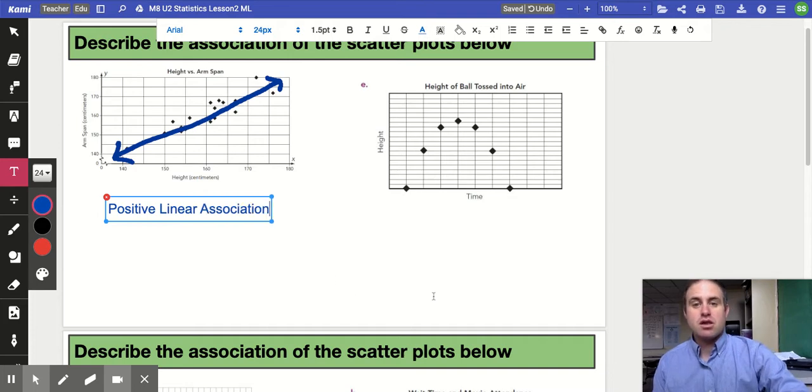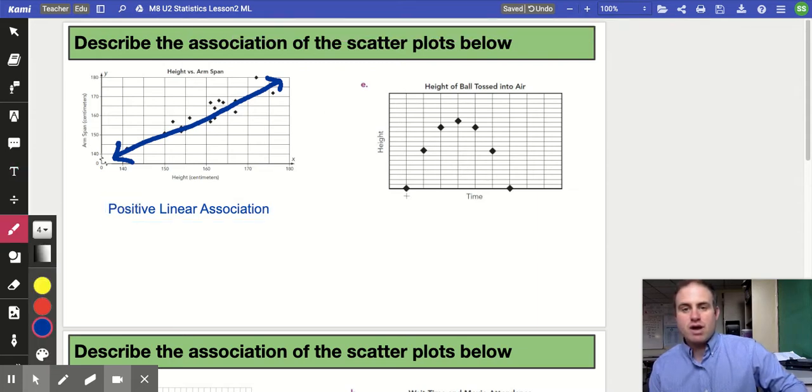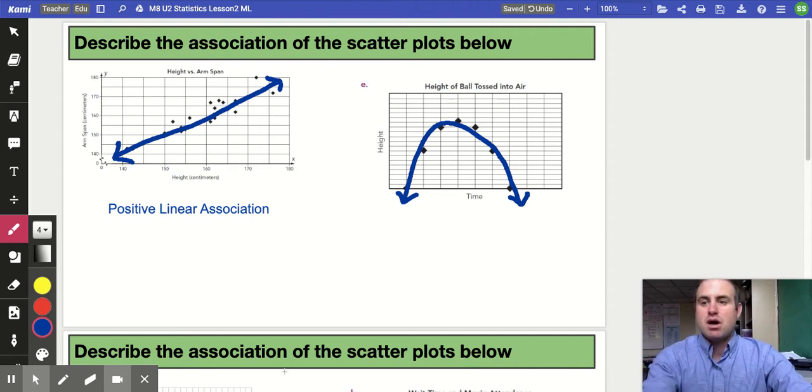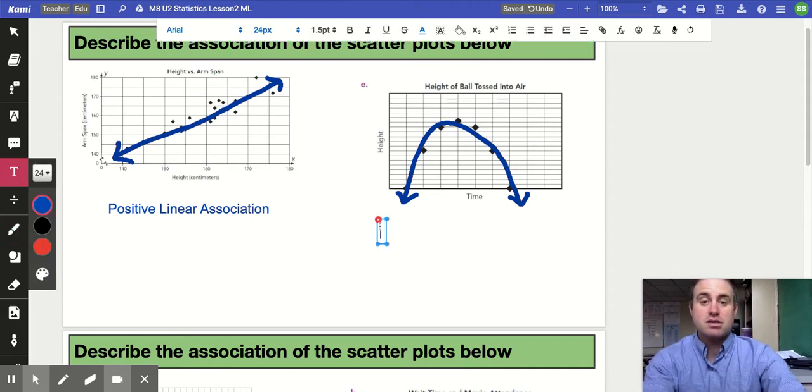And then the graph on the right here, it definitely has a pattern, but it's not a linear pattern. This one on the right, okay, it kind of matches this U shape. It's called a parabola, height of ball in the air versus time. So in the text box, we could go ahead and describe this association as non-linear association.